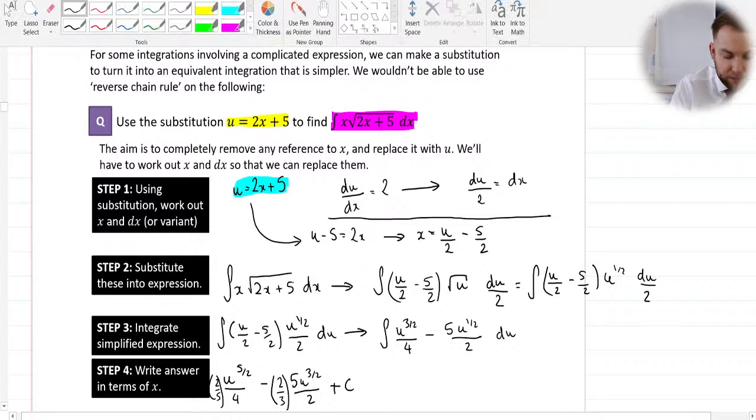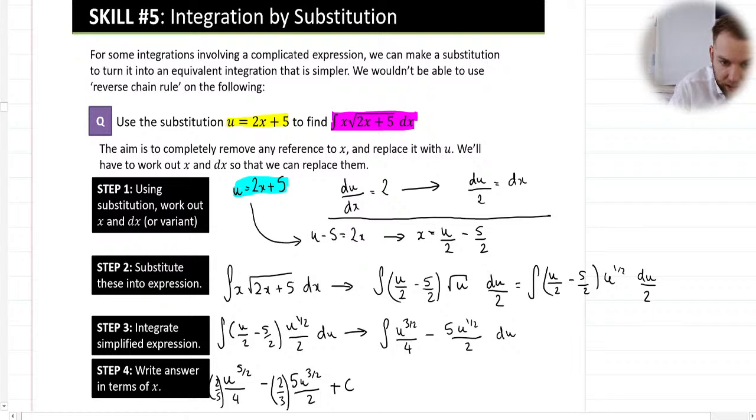Then I'm going to simplify this. So the 2 will cancel there to become 2 on the bottom. That 2 will cancel there. Is that all I can simplify? I think it is. So I end up with this being equal to u to the power of 5 over 2 all over 10 minus 5u to the power of 3 over 2 all over 3 plus c. Now you've not finished there, because this is in terms of u.